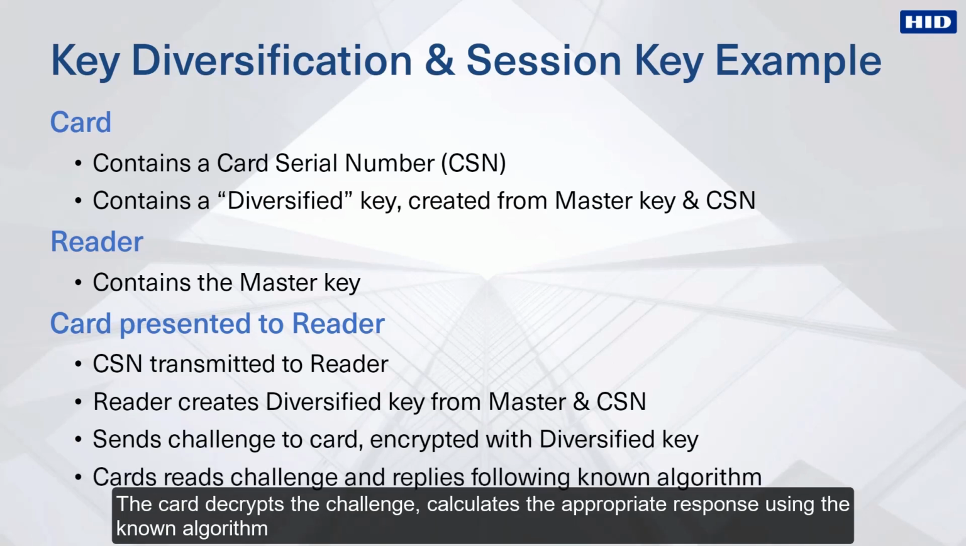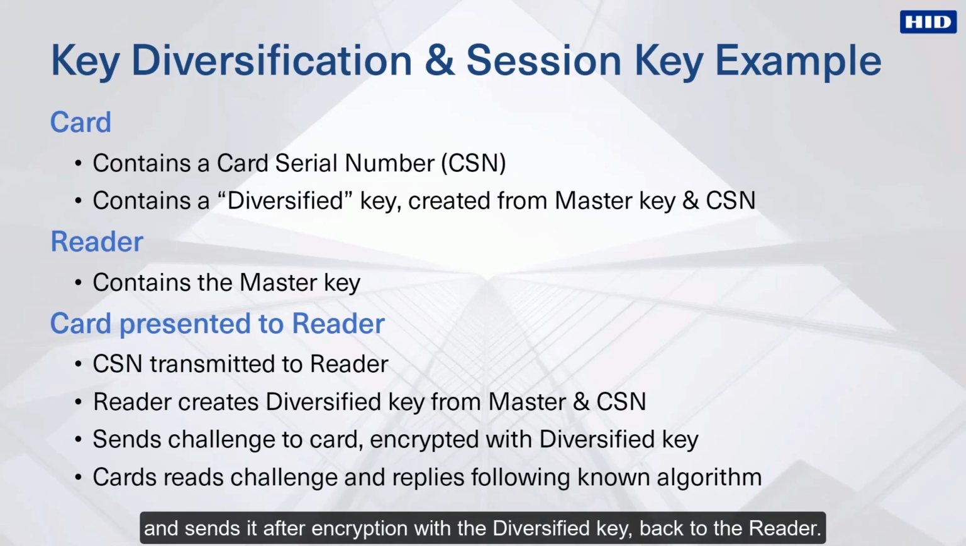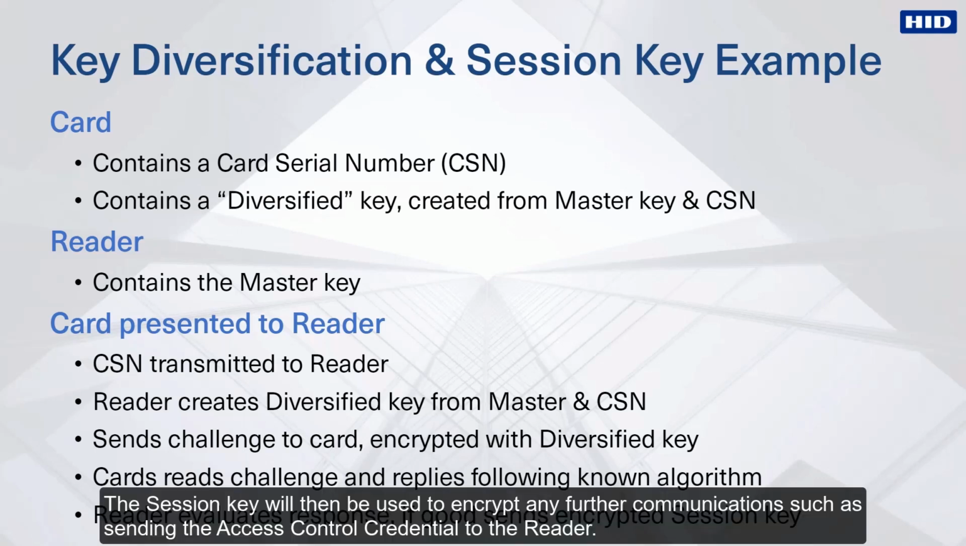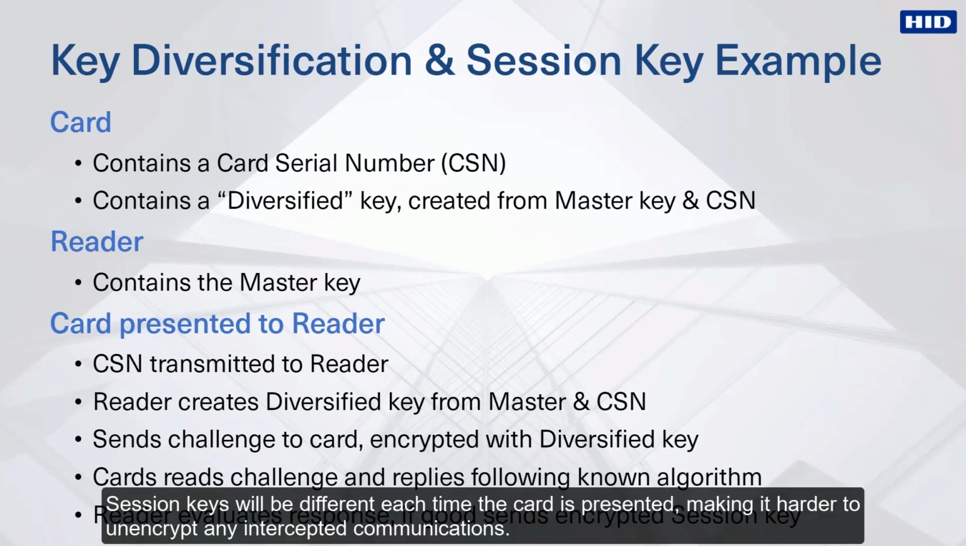The card decrypts the challenge, calculates the appropriate response using the known algorithm, and sends it after encryption with a diversified key back to the reader. The reader evaluates the response and, if correct, will return a randomly generated session key, again encrypted with a diversified key. The session key will then be used to encrypt any further communications, such as sending the access control credential to the reader. Session keys will be different each time the card is presented, making it harder to decrypt any intercepted communications.